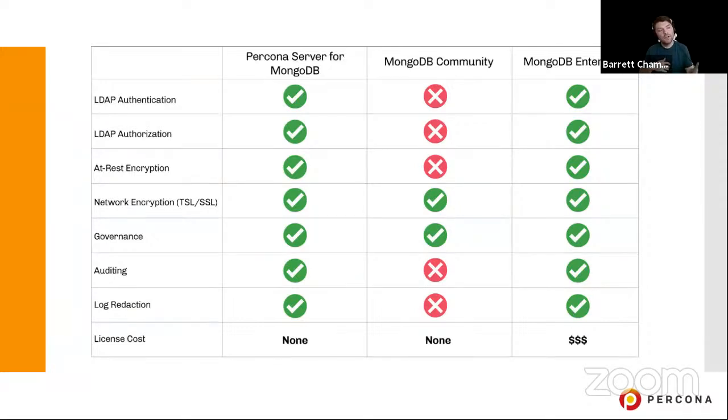But with Percona's version, you get that SSPL license, same as community, but you get all the features from a security and compliance perspective that you would get with enterprise, and you don't have to pay an enterprise license. So it's available free for download from our repositories or our website.